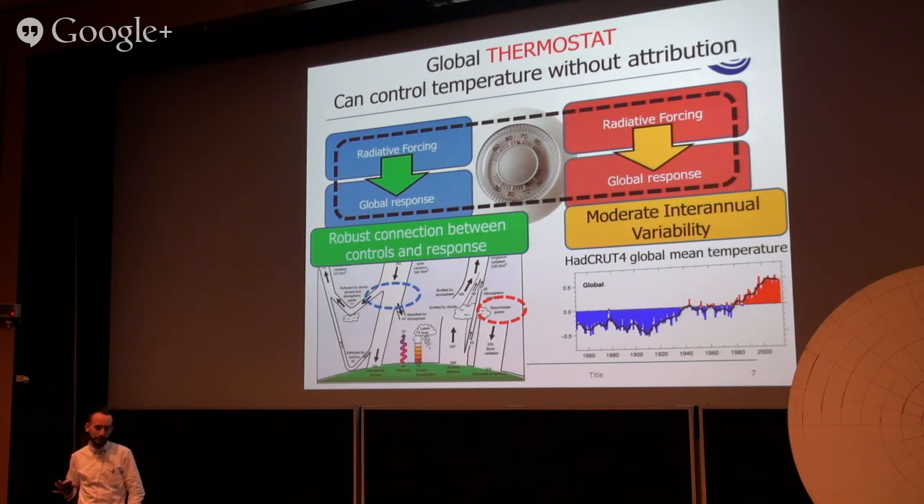And it's not completely ridiculous to make that comparison, because in the same way that a thermostat can control the temperature of a room without knowing why that temperature has changed, without attributing its own effects on the temperature, it relies on that simple connection that if it raises the amount of hot water running through the heater, it's going to raise the temperature of the room. Notice a thermostat in a room will operate on a timescale of tens of minutes to hours. One for the climate will operate on a timescale of decades. So there's a big difference, of course.